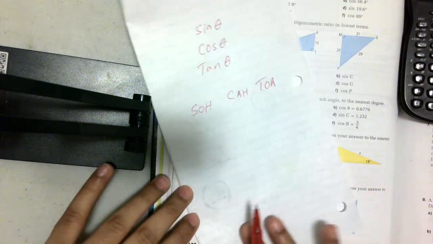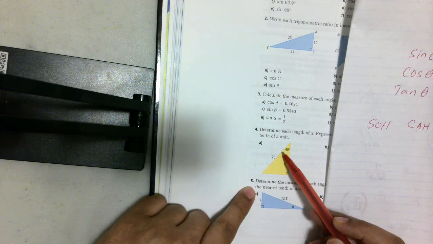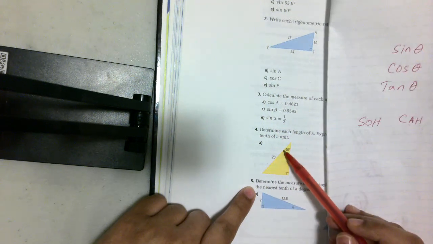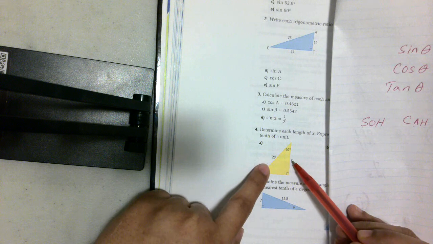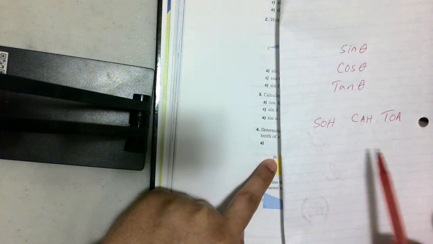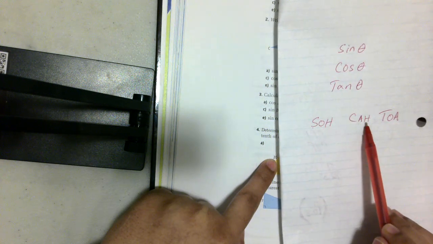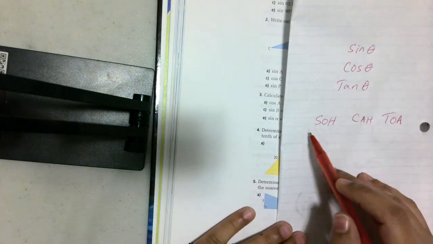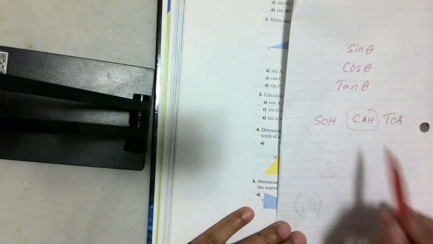Over here, we have to look at what measurements we are given. How do we figure out what measurements are given? We always look at the angle. For the angle, this is the opposite side and this is the adjacent side. So we need to consider adjacent and hypotenuse. Which one has adjacent and hypotenuse? Cos, because sine is opposite over hypotenuse and cos is adjacent over hypotenuse. So for question 4a, we have to use the formula of the cos.